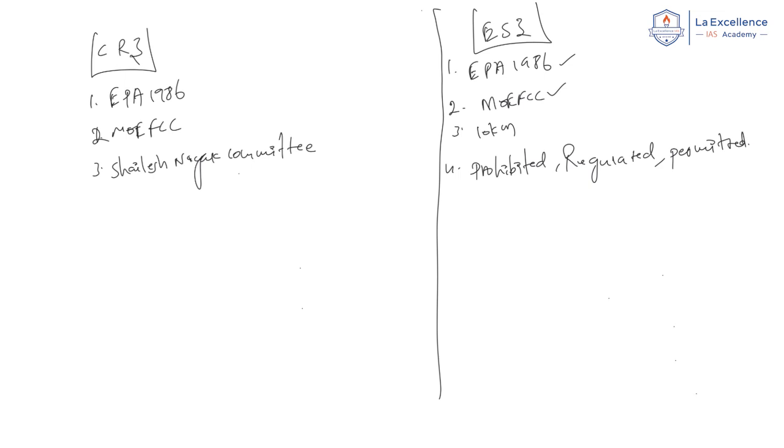Another important thing is that these eco-sensitive regions also promote in situ conservation. We have to remember this 10 kilometer. In these eco-sensitive regions, you have to understand that not every activity is prohibited. There are certain activities which are prohibited, certain activities which are regulated, and others are permitted.